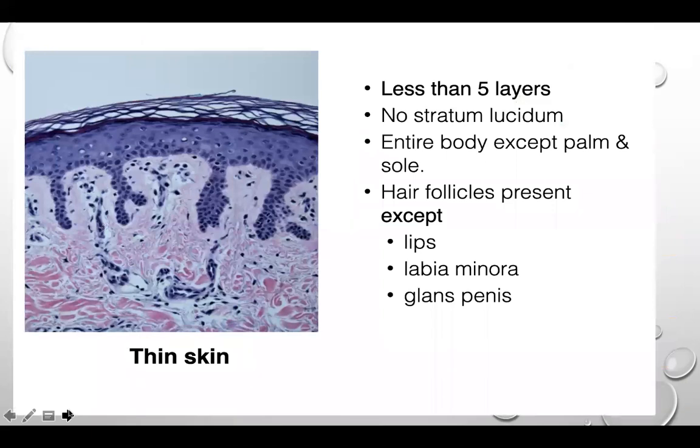Okay, in the thin skin, it's less than 5 layers as I mentioned. The entire body is composed of thin skin except for the palms and the soles. Hair follicles are also found in the thin skin except in the following: the lips, labia minora, and glans penis. These are thin skin, they have hair follicles present except for the mentioned organs.